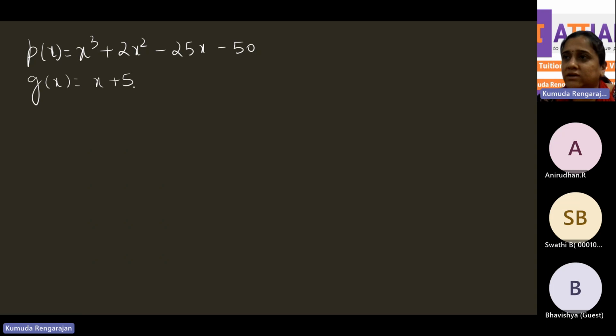All right, so they satisfy the conditions. The divisor polynomial degree is 1 and the dividend polynomial can be anything, so 3 is fine. Now we are going to use the remainder theorem not to find the quotient, because we cannot get the quotient, but to find the remainder on dividing P of x by G of x. For that, take the divisor x plus 5, equate it to 0 and find the value of x.